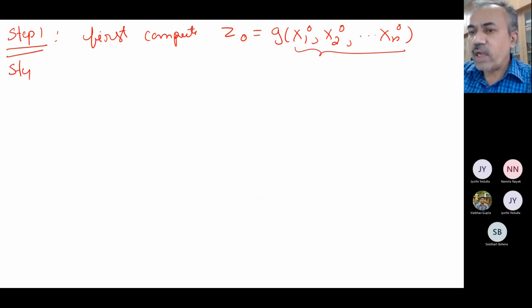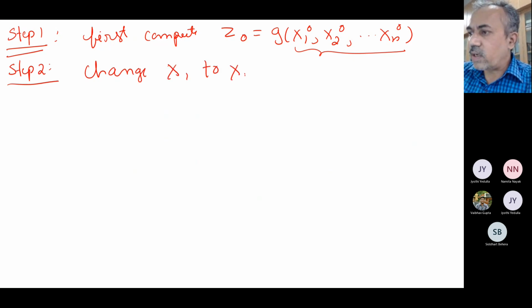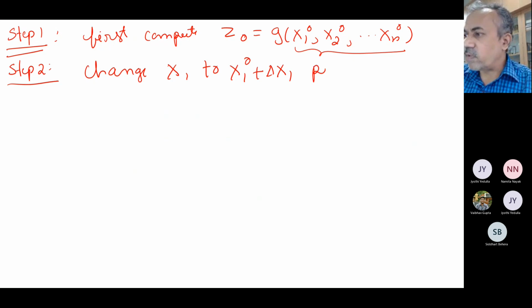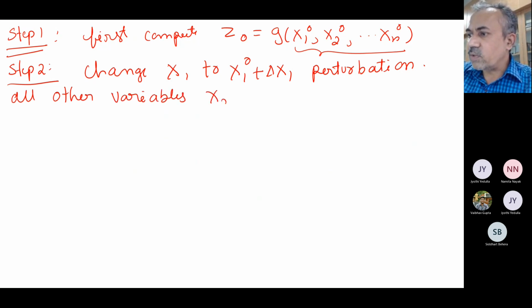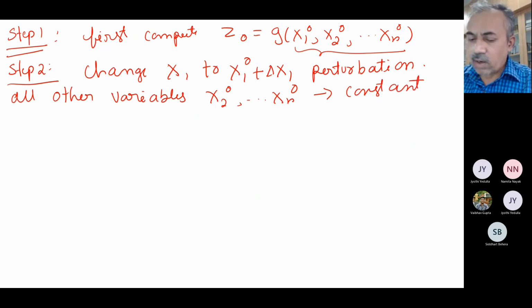Now the next thing, to find out a derivative, is you change only x1. So now you change x1 to x1 naught plus delta x1. So you give a small change in x1, and this is a very small number. Okay, something like a perturbation we can say, it is basically a perturbation. All other variables, that is x2 to xn, say, they remain the same. They are all constant actually.